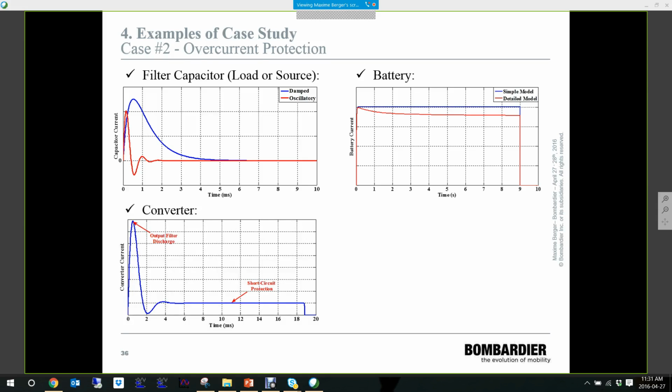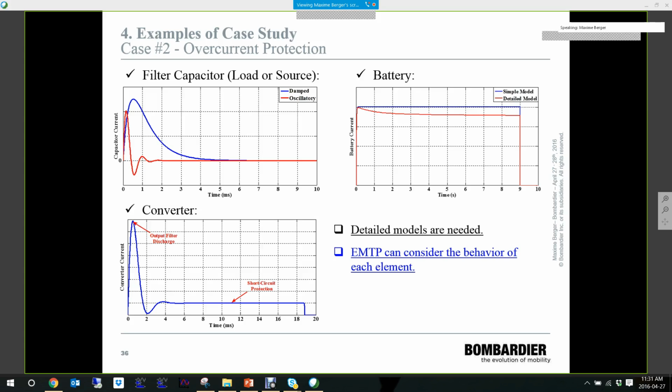And finally, we have our converter model, the converter contribution. Again, because of its output filter capacitor, we have a high discharge at the beginning of the fault, but the current rapidly settles to a constant value because the converter is operating in its short circuit protection region in its VI characteristic. So what I can say is that detailed models are needed here, and EMTP can consider the behavior of all of these elements when we develop detailed models.